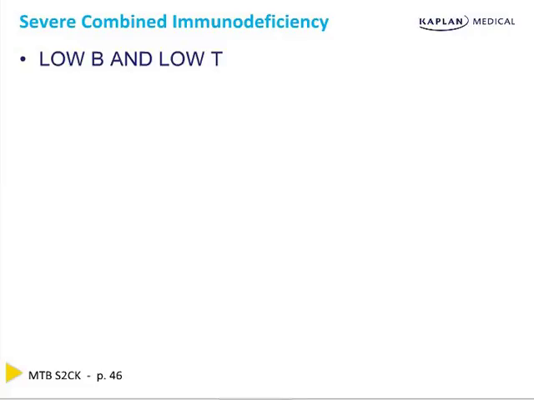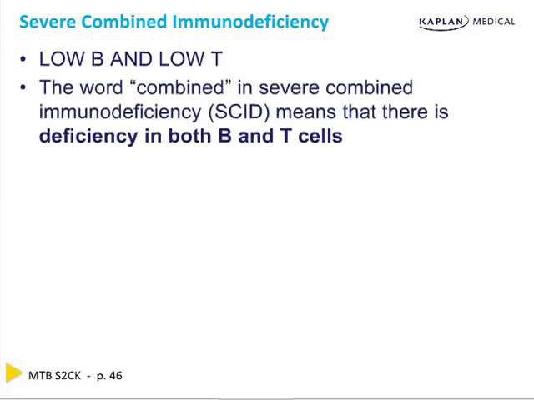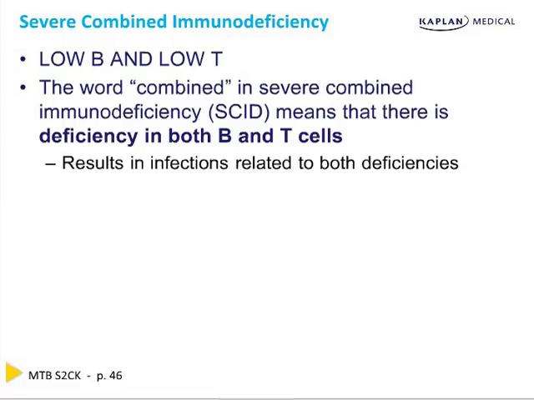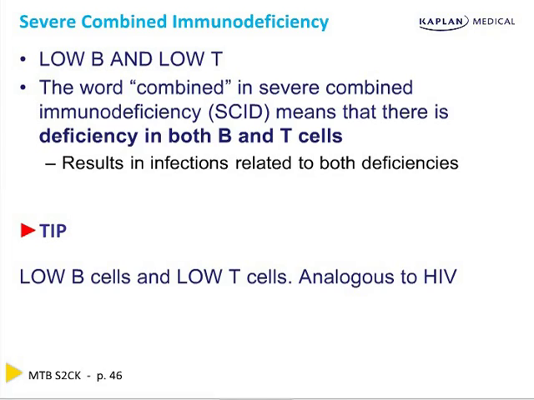Severe combined immunodeficiency. Now this is really the big boy of primary immunodeficiencies. The word combined implies that there is an absence and even deficiency of both B and T cells in this patient. What this means is it's going to result in infections related to both types. So remember, low B, low T on testing means severe combined immunodeficiency. This is almost analogous to HIV.